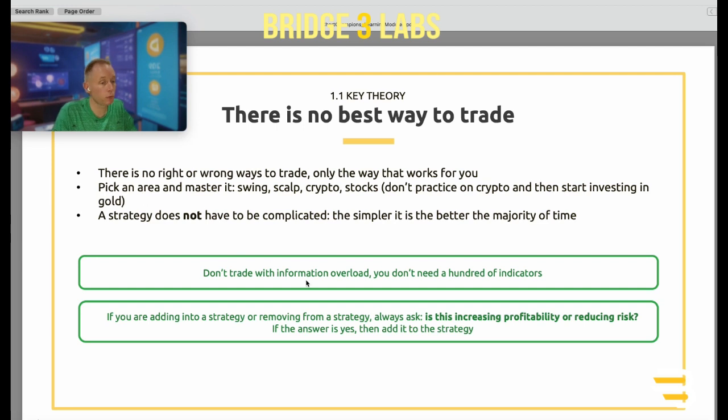There is no best way to trade. There's no right or wrong way to trade, only a way that works for you. Pick an area, master it. So, whether you're a swing trader, a scalp trader, crypto, stocks. I put on here, don't practice crypto and then start investing in gold. It's just kind of a joke.